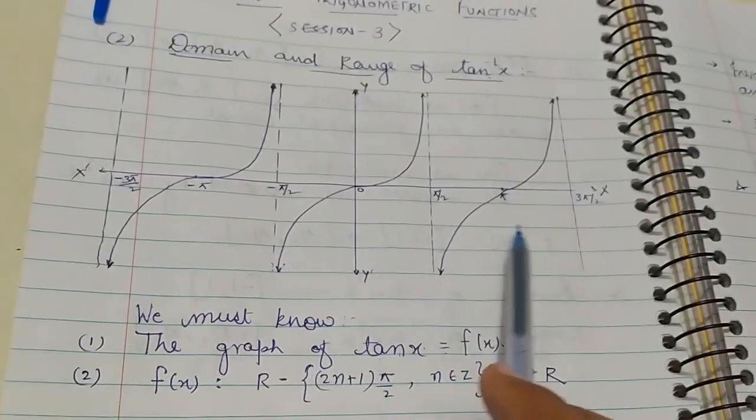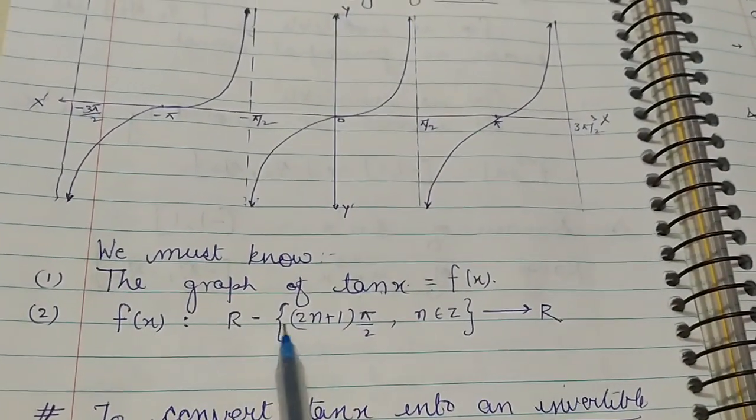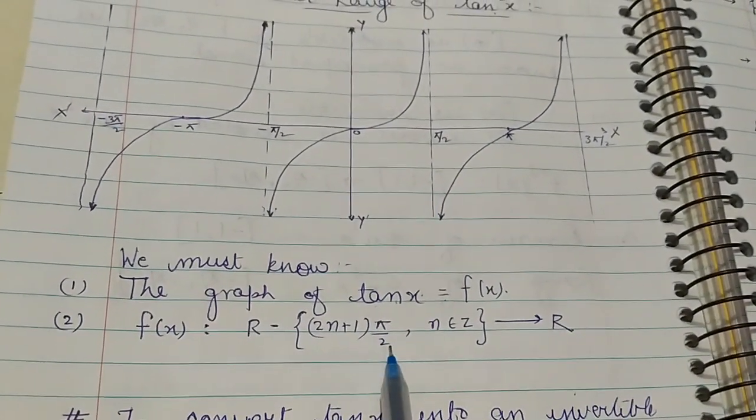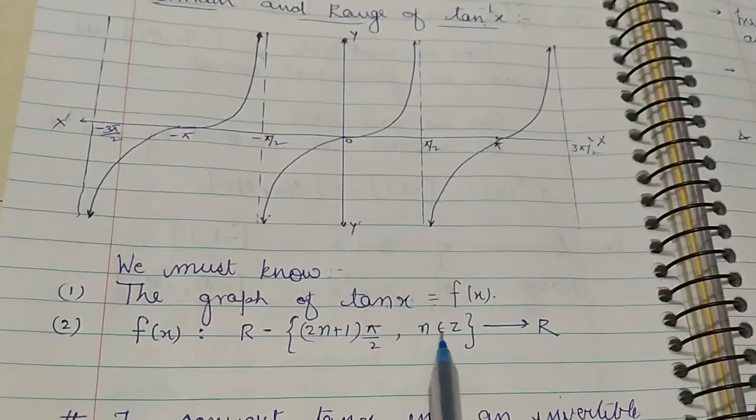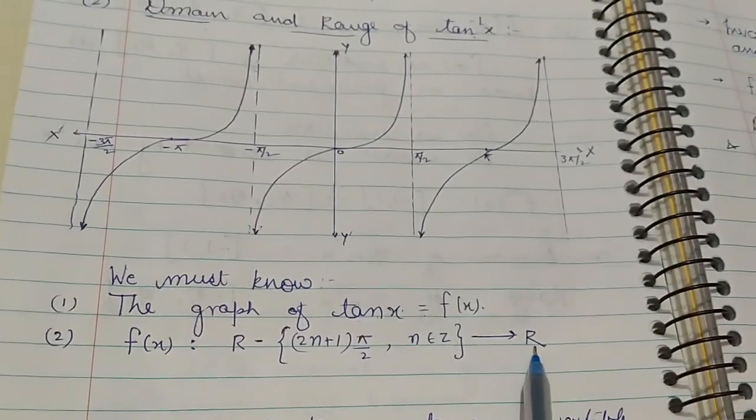This is the graph of the tan x function, and the domain of the tan x function is R minus (2n plus 1) pi by 2, where n belongs to the set of integers, and the codomain is the set of real numbers.